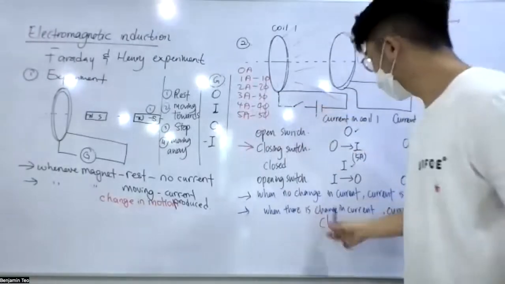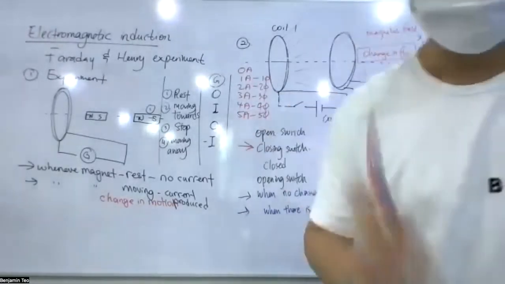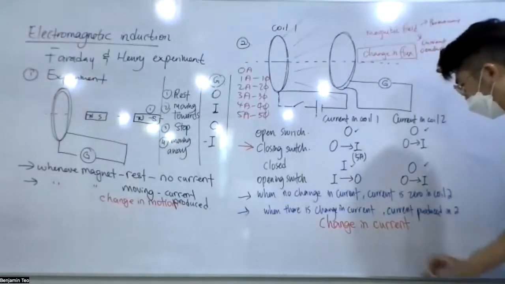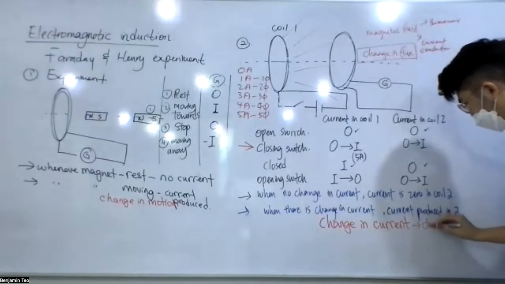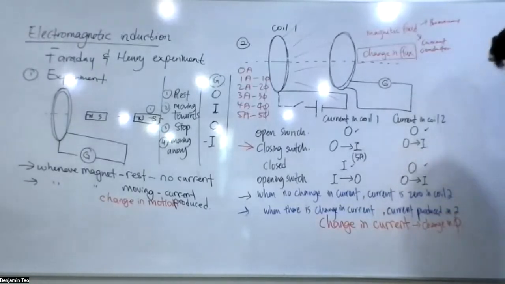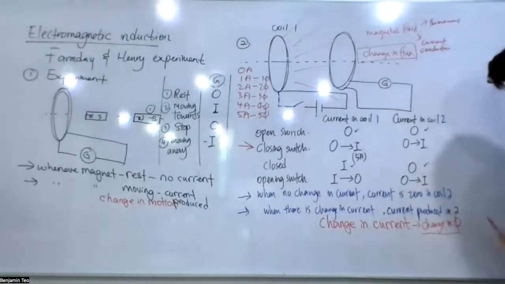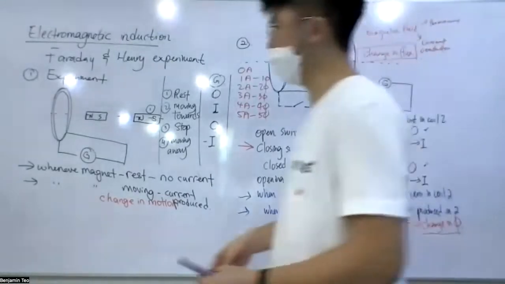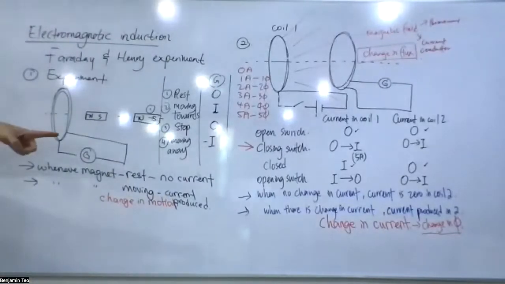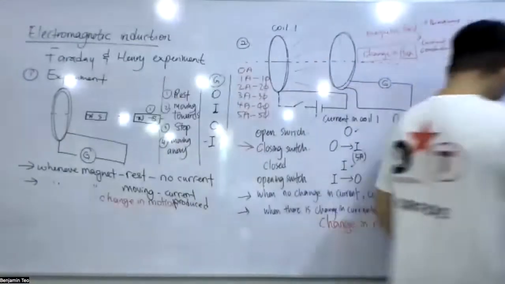Because current has a magnetic field. Right. So I will write here: change in current causes change in flux. Please remember this keyword. Whenever you answer explanation questions in electromagnetic induction, always talk about flux. Always. Change in flux.